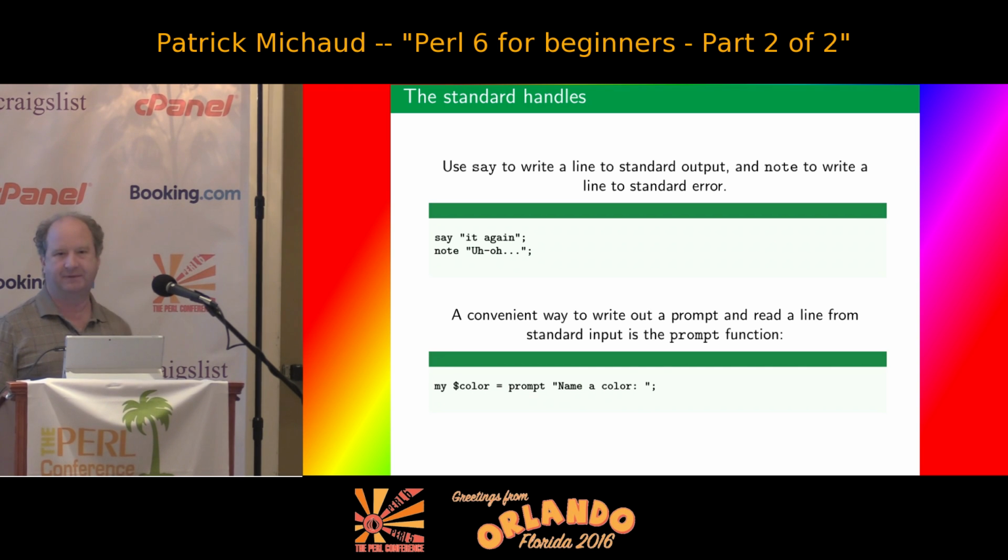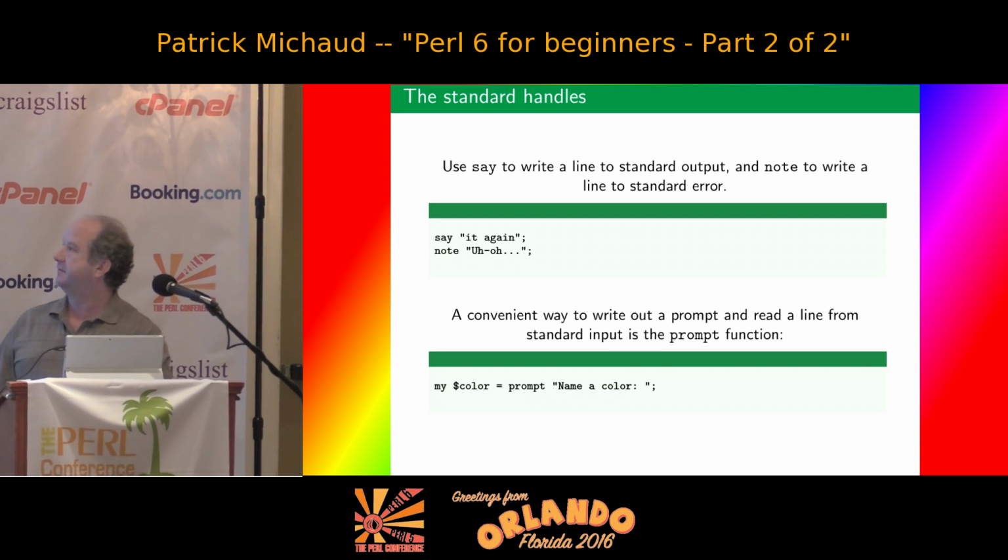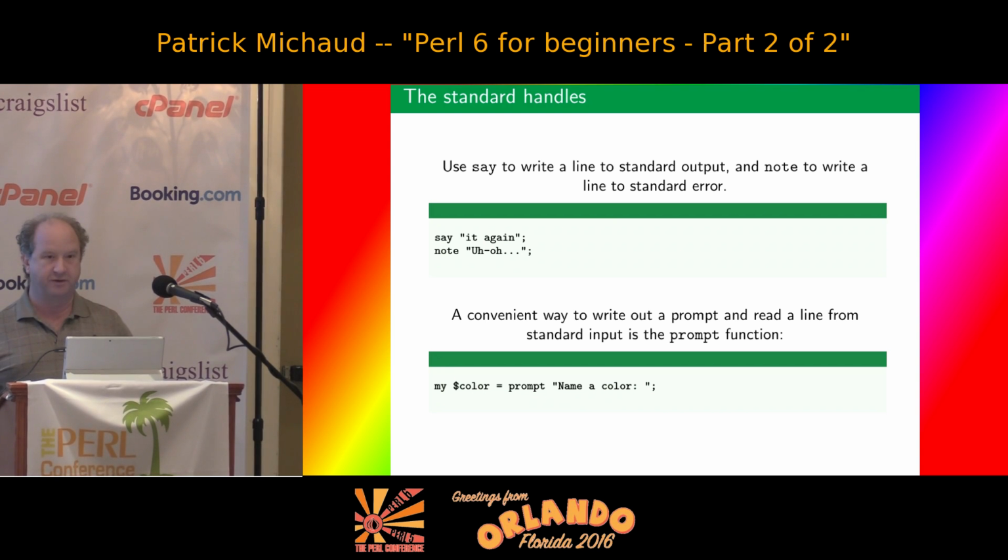So where we go next is very basic I/O in Perl 6. Say is the function that Perl 6 introduced and Perl 5 copied in order to write a line to standard output. If you want to go to standard error, that's just note, and that will send it to standard error. So that's the easy way to get output.